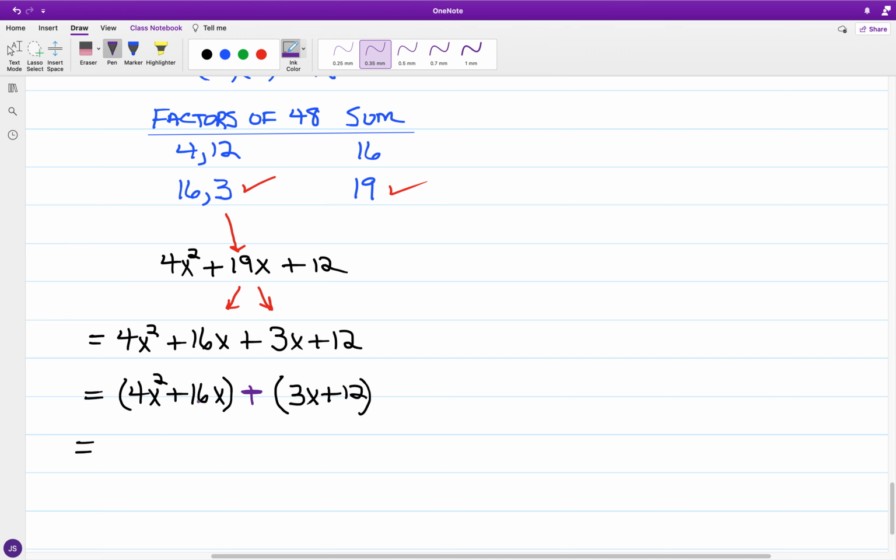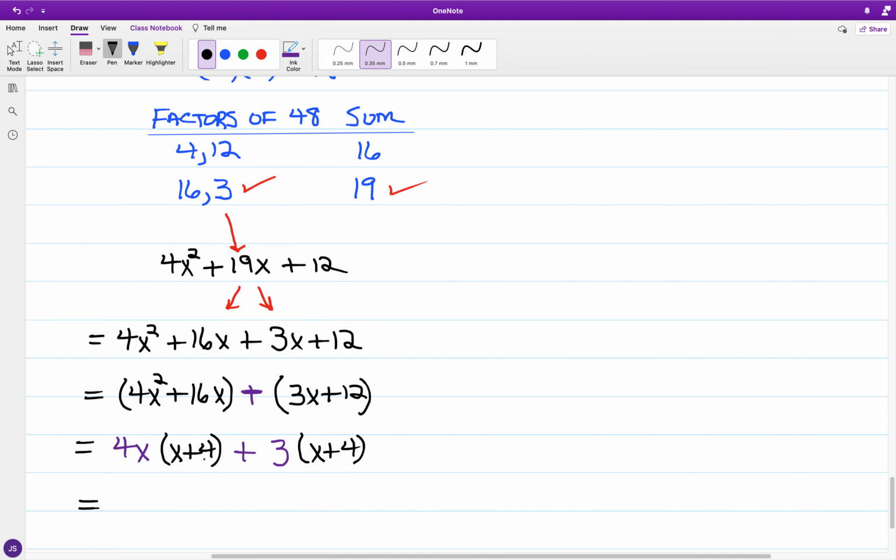And looking for the greatest common factor of each pairing. For 4x squared and 16x, this will be 4x. Taking 4x into 4x squared plus 16x, we have the quantity x plus 4. And bringing down the addition, the greatest common factor of 3x and 12 is going to be 3. And 3 into 3x plus 12 is x plus 4.